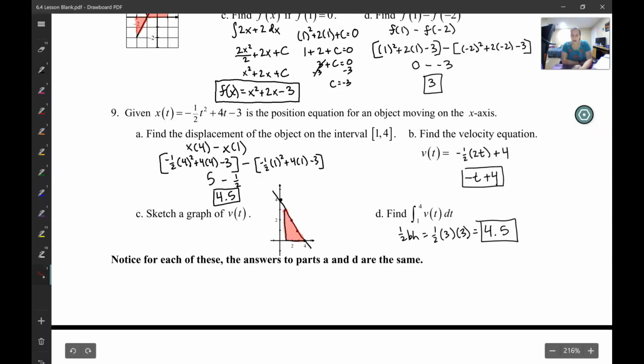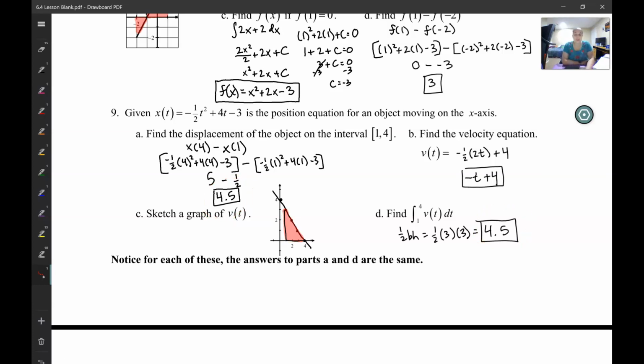Okay, welcome back. When you plug x of 4 in, you should get 5. When you plug 1 in, you should get 1/2, and if I subtract them, I get 4.5. I found the derivative of this equation, and I got negative t plus 4. I graphed that linear line, and I want to find the definite integral from 1 to 4. So here's my shaded area, my signed area. It's a triangle, so 1/2 times base times height. Here's my base of 3. Here's my height of 3. So 1/2 times 9 is, once again, 4.5.